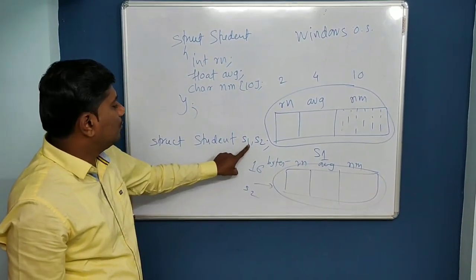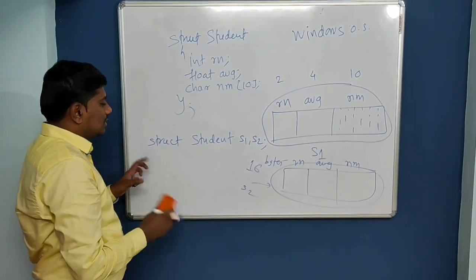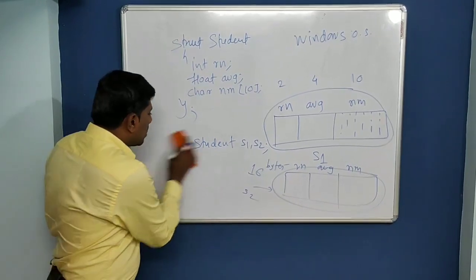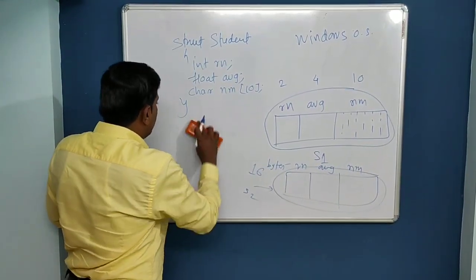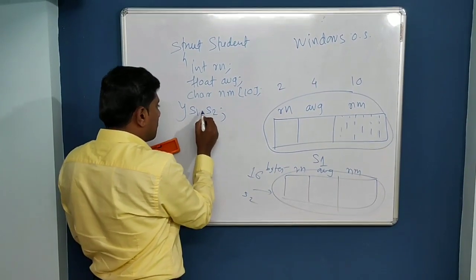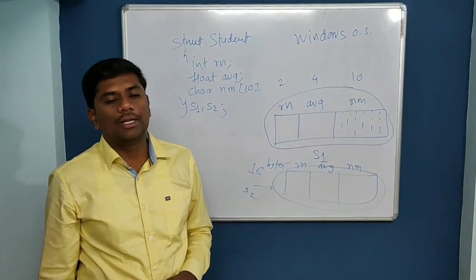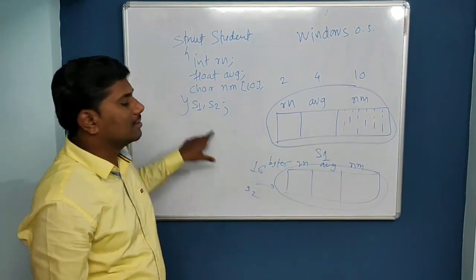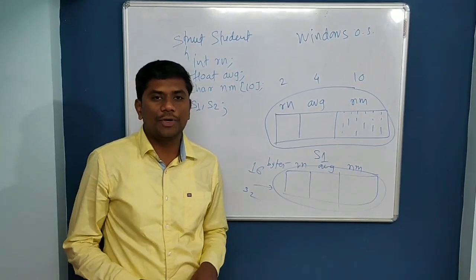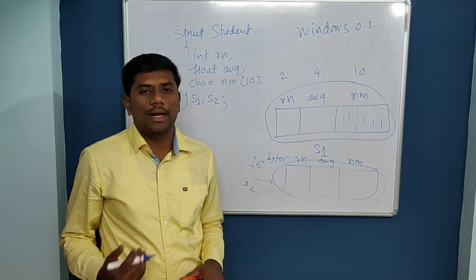And very important thing, see, this is structure variable declaration, and this is structure definition. You can also see this structure variable declaration is on separate line. You can also combine structure definition and structure variable declaration like this. Okay, so this is structure variable declaration. So in next video we'll cover structure variable initialization at compile time and at runtime.